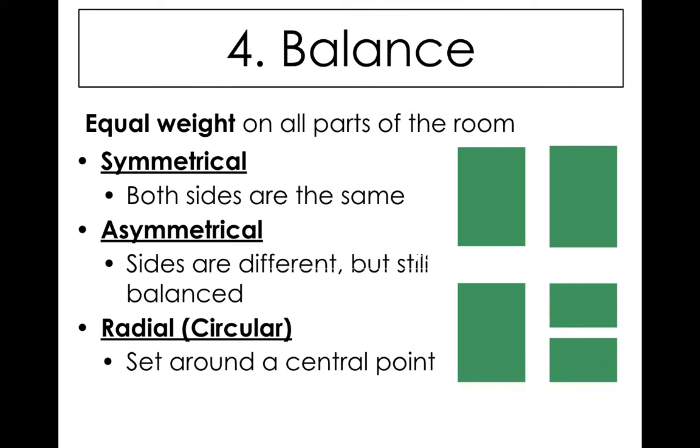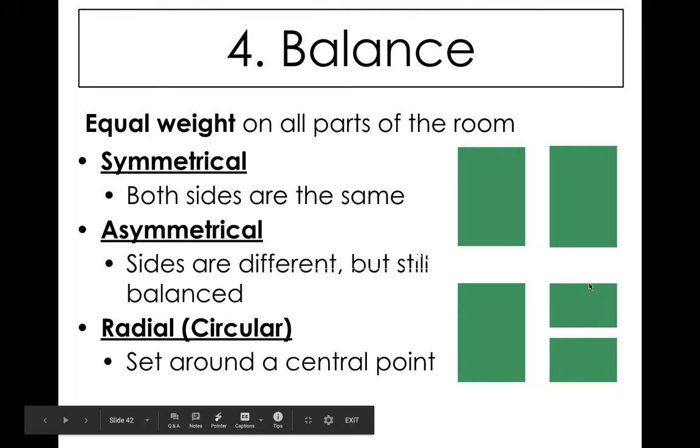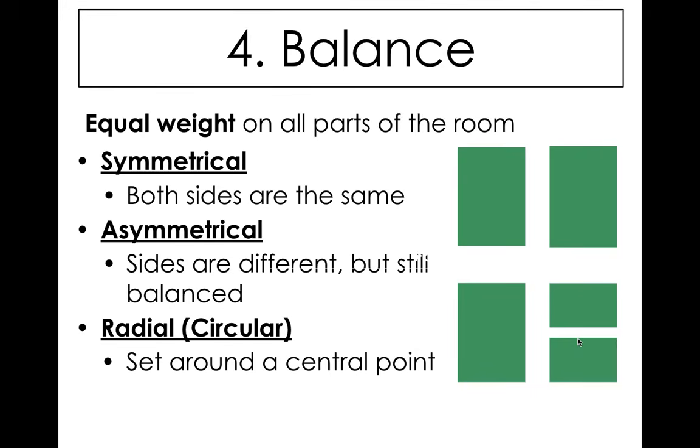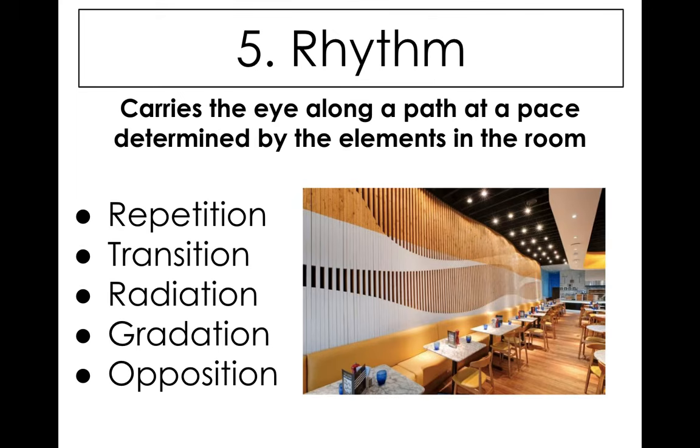So basically, if you use the same fireplace example, you could have one larger picture on one side, like you see here, and then two smaller pieces of artwork that are about the same size when they're put together as the larger picture. And then we also have radial, which is circular, so that is set around a central point. So it's basically just balance within a circular pattern.